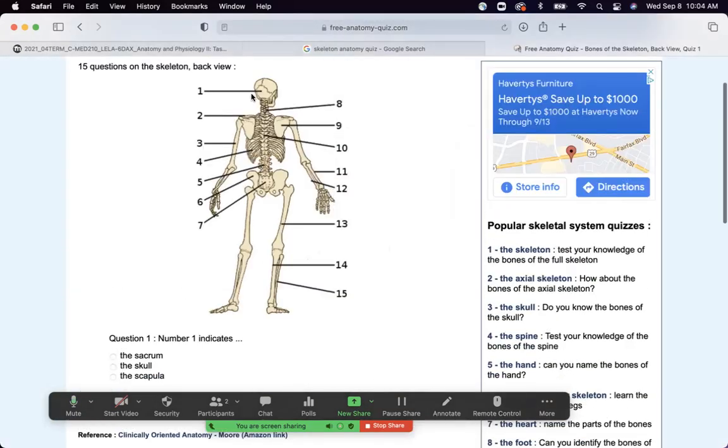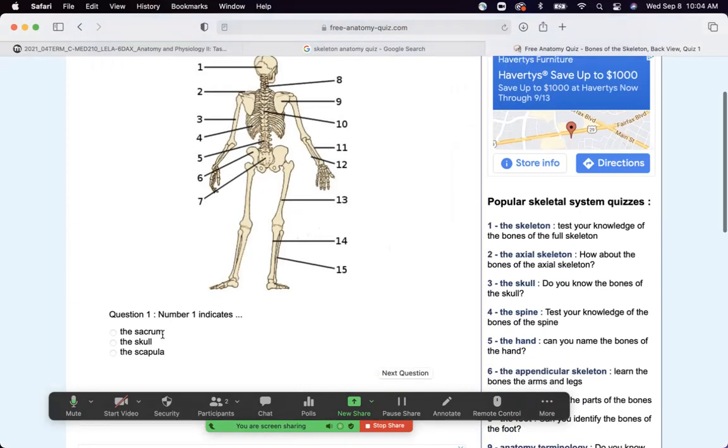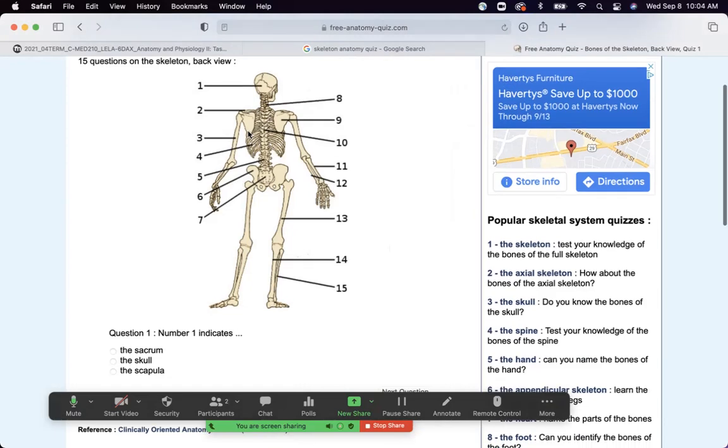So which one is the sacrum? Oh, I don't know. Is it 6? Is it 7? And then, you know, what number 1 is, right?